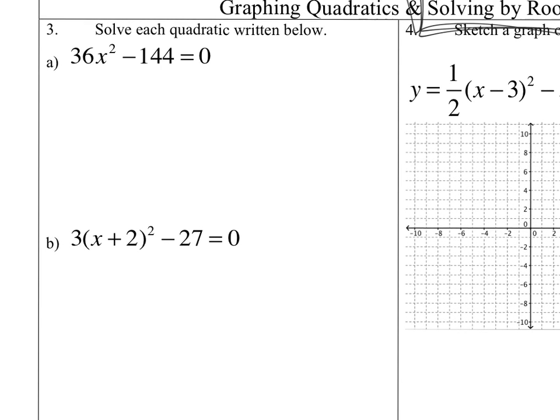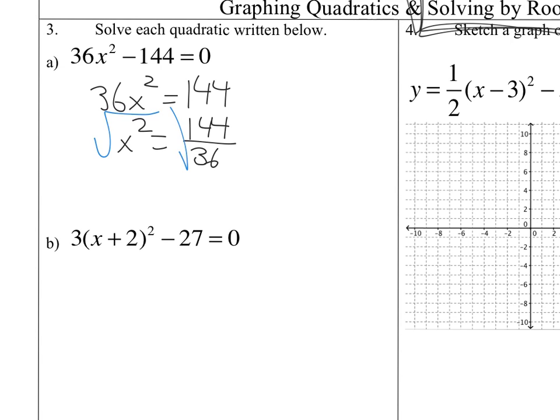We gave you that hint. So treat this like a linear equation. Add the 144 to both sides. Divide by 36. And I would stay in fractions. Here's why I would stay in fractions. At this point, I now have to take the square root of both sides.